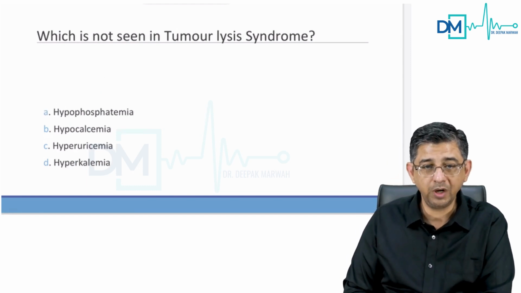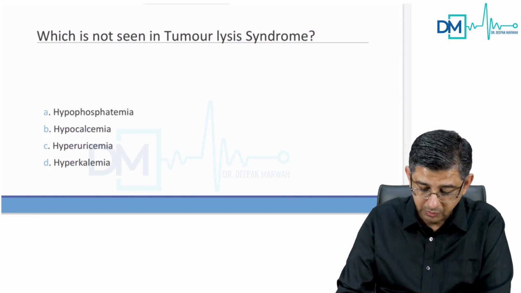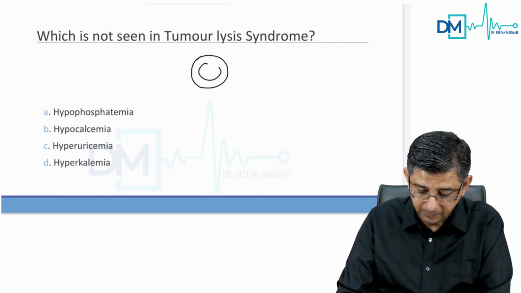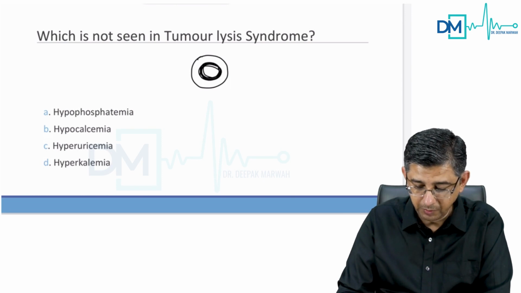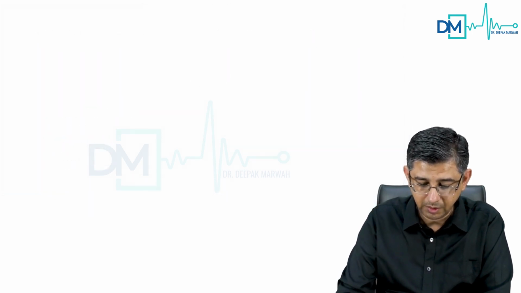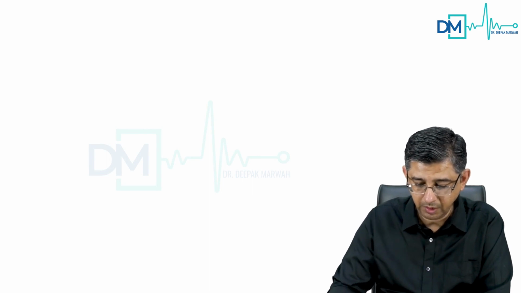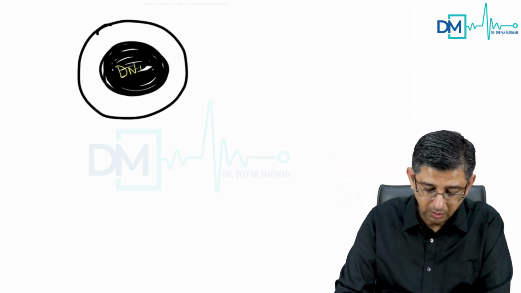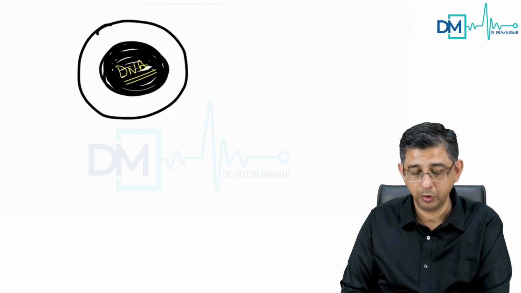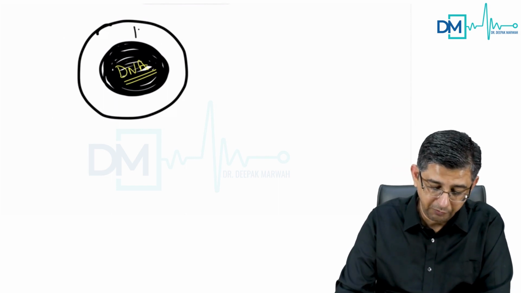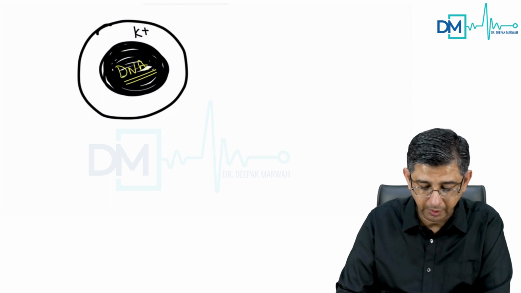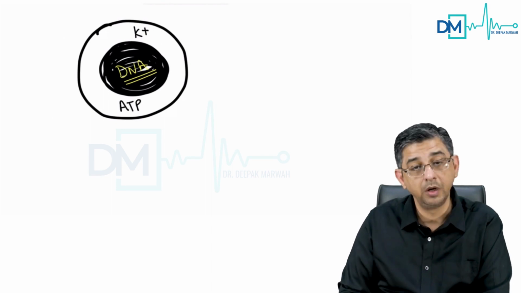Which is not seen in tumor lysis syndrome? Well, to understand this question, let us take this to be a cancer cell. All cancer cells will be having a big nucleus, and inside this nucleus would obviously be present DNA. The DNA would be breaking down to obviously produce uric acid. Inside every cancer cell, there would obviously be ATP for energy and potassium.